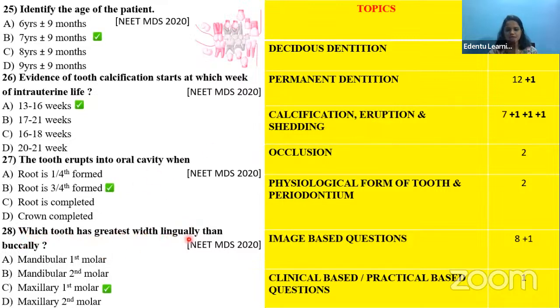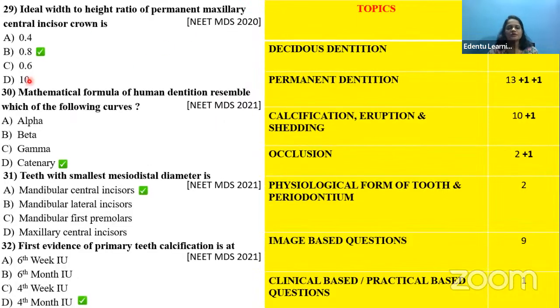And which tooth has greatest width lingually than buccally? Okay, the maxillary first molar will have greatest width lingually when compared to the buccal area. So that is included under the permanent dentition question. Okay. Now, the ideal width to height ratio of permanent maxillary central incisor crown is, okay, it is 0.8. So again, belongs to permanent dentition. The mathematical formula of human dentition resembles which of the following curves? Okay, so there is something called a quaternary curve, which belongs in the occlusion topic. So we'll put it under the occlusion topic. Teeth with smallest mesiodistal diameter is definitely the mandibular central incisor. Again, a permanent dentition question.